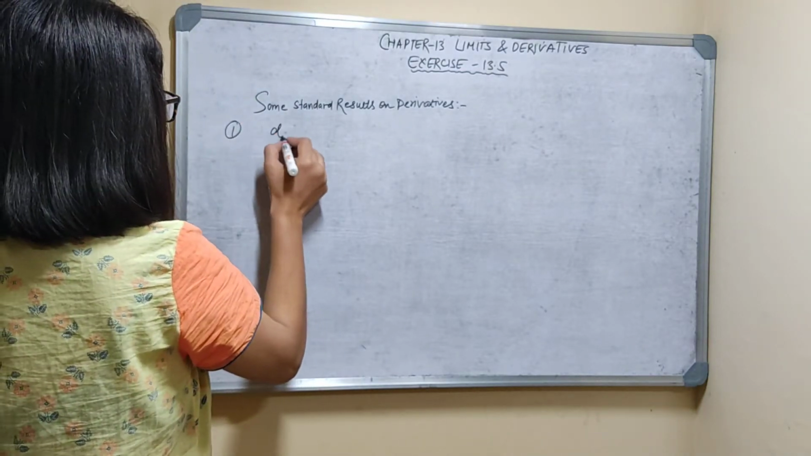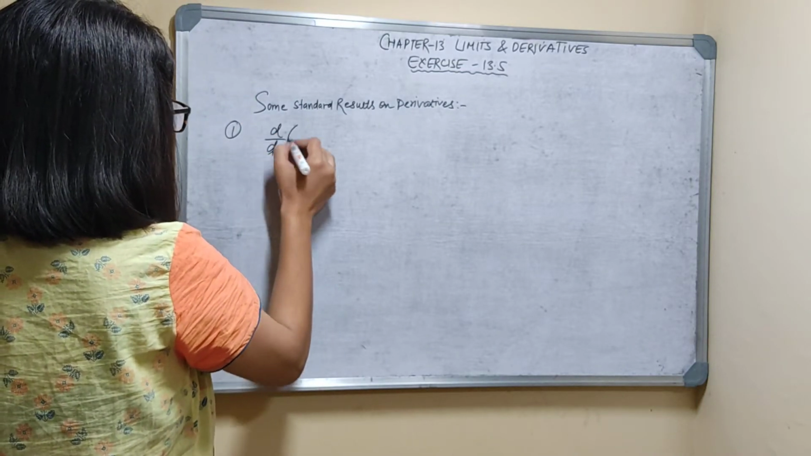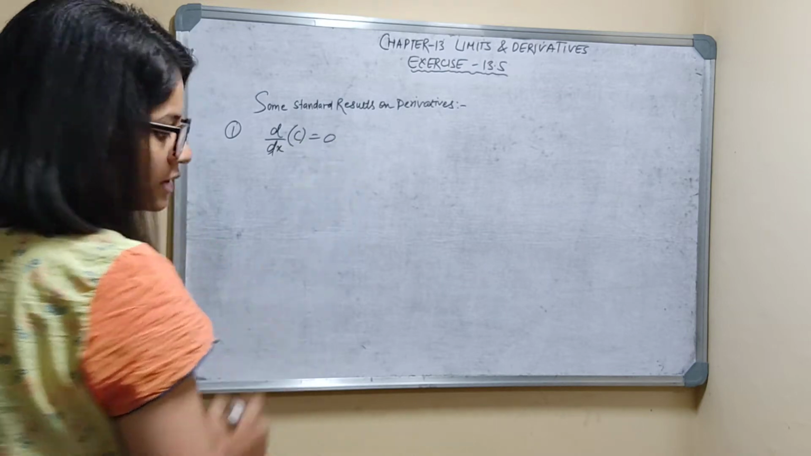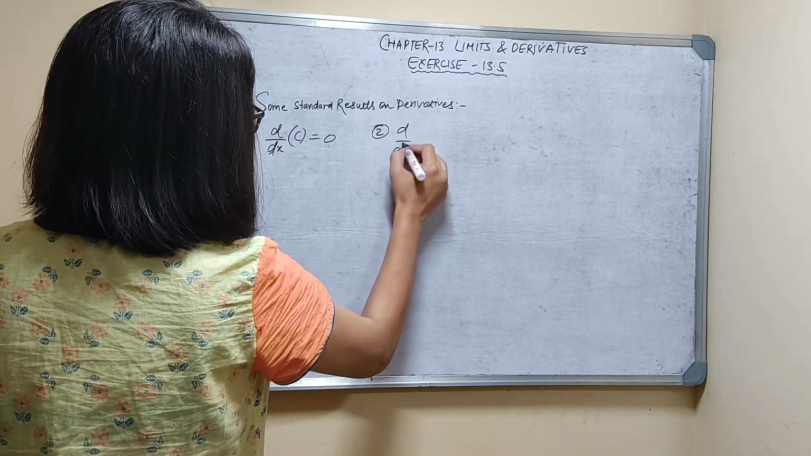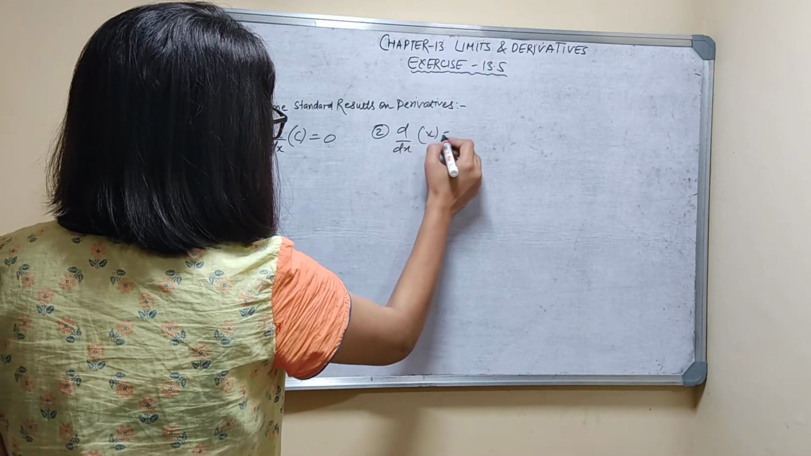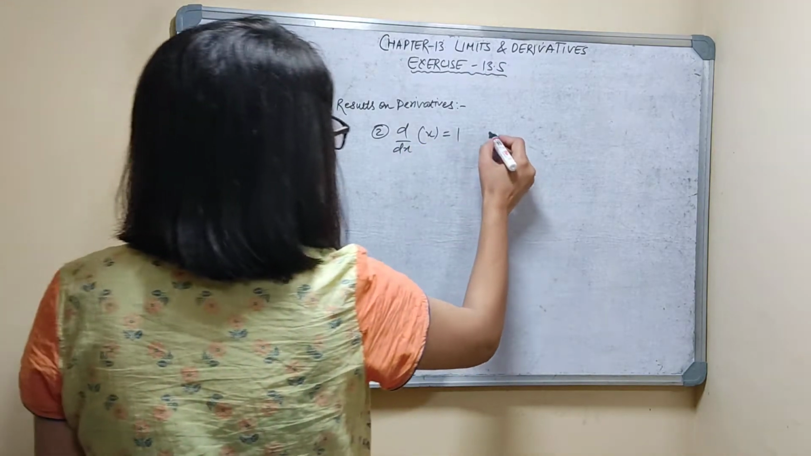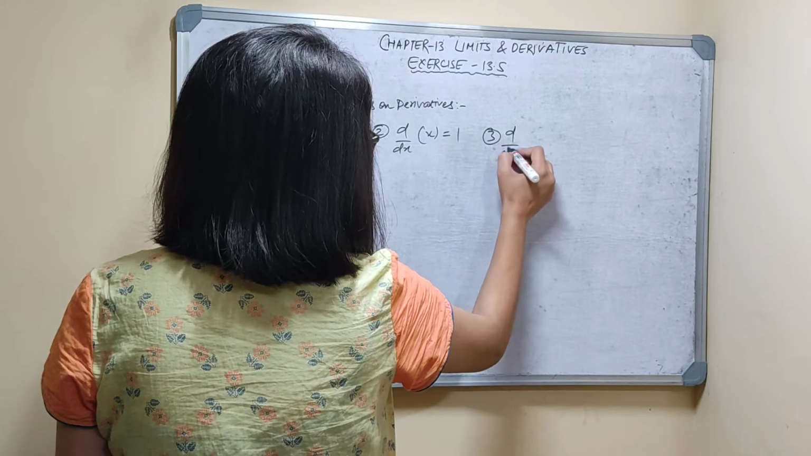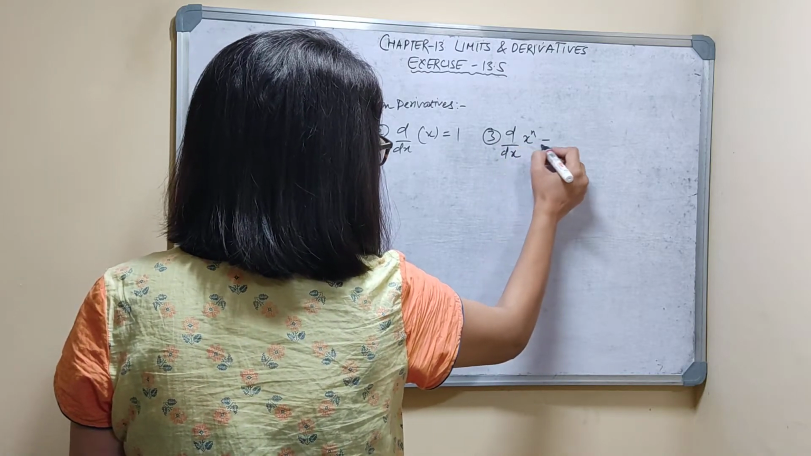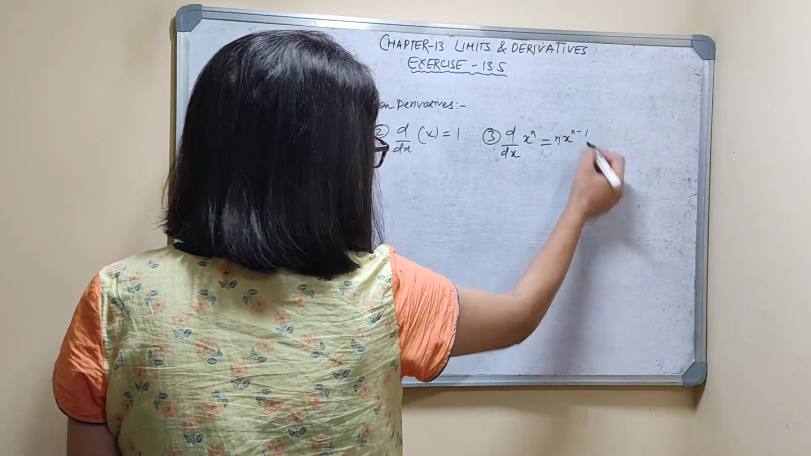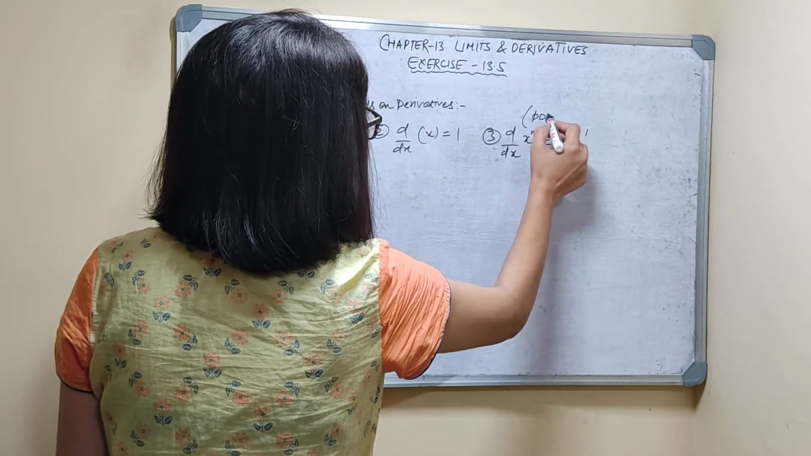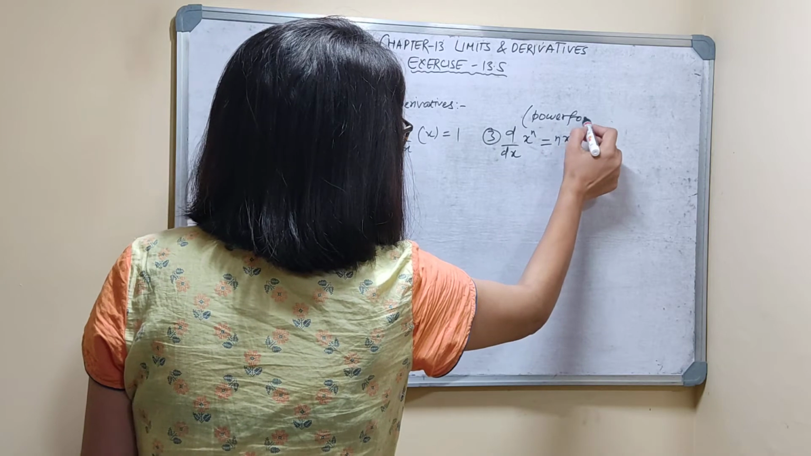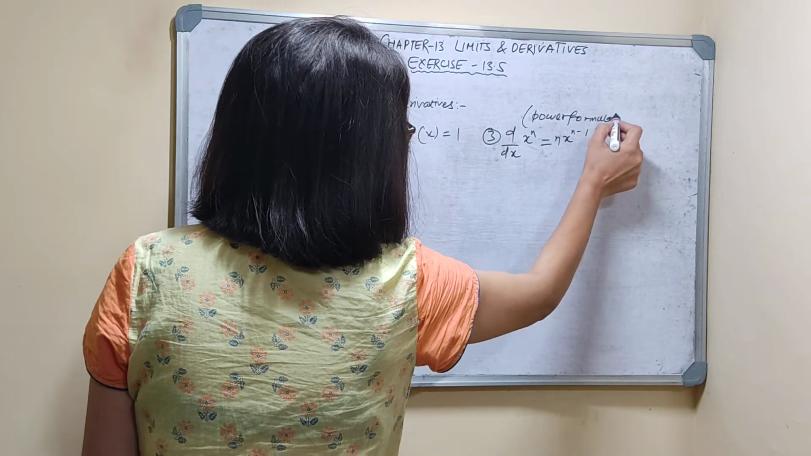First, d by dx of a constant is equal to what? 0. d by dx of x is equal to 1. d by dx of x power n is equal to n x power n minus 1. This is called the power formula.